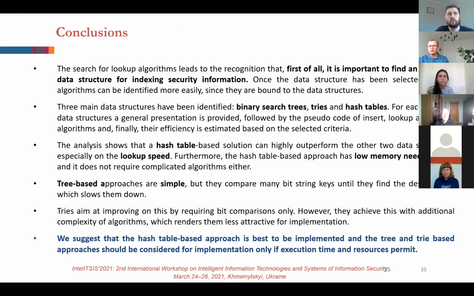Conclusions are drawn here. You can find it. We suggest the most important. We suggest that the hash tables based approach is best to be implemented, and the tree and trie-based approaches should be considered for implementation only if execution time and resource permit.